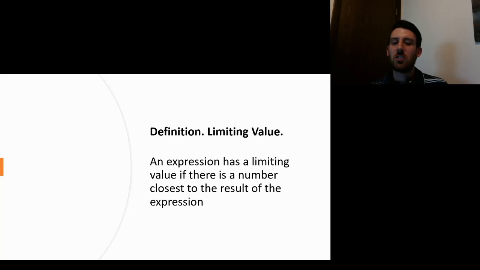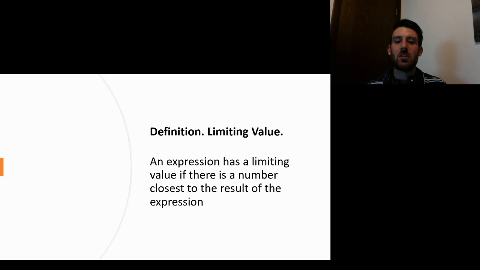Here, we see the definition for limiting value. An expression will be said to have a limiting value if there is a number closest to the result of the expression. So, for certain expressions, the limiting value is simply going to be the expression itself. For example, if I asked you what's the limiting value of the expression 2 plus 3, we'd say the limiting value is simply 5, since 5 is the number closest to the result of that expression.